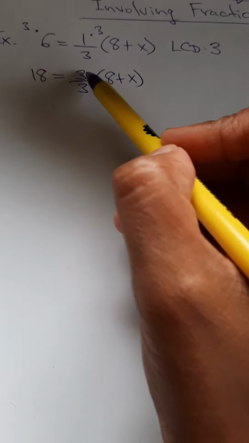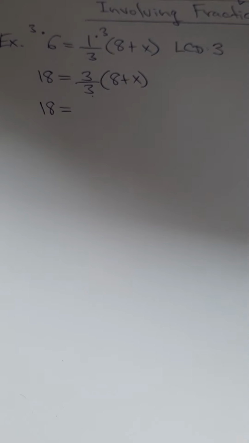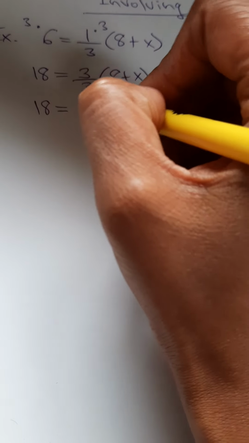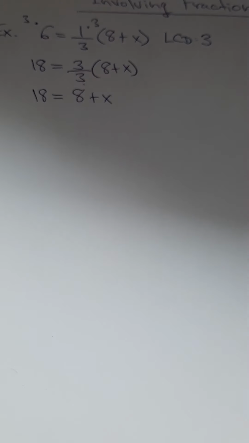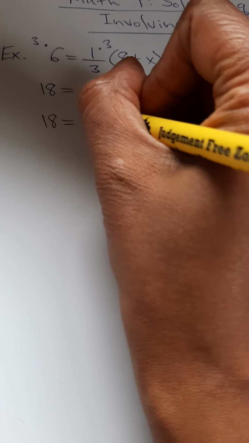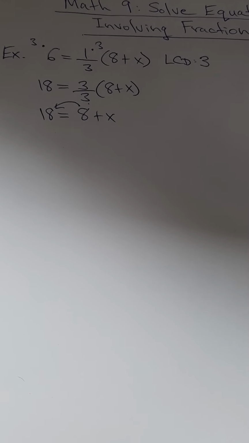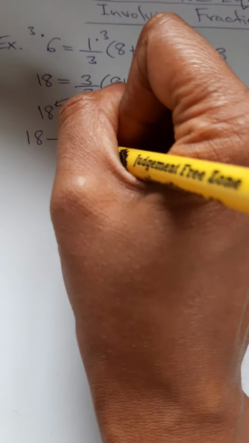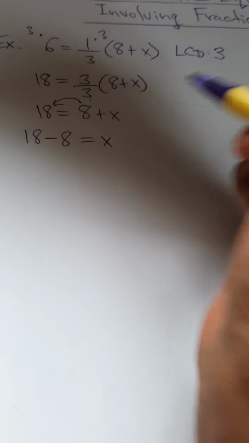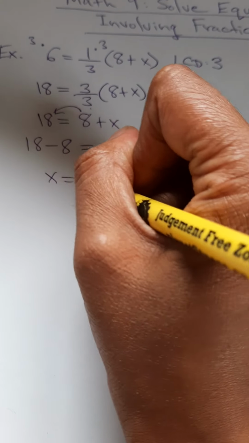Okay, 3 divided by 3 is just equal to 1. So it's going to be 18 equals, what I'm left with is 8 plus x. Okay, does everyone see that? And in the next step, what we're going to do is take the 8 to the other side. Remember, every time you go across the equal sign, you're changing the sign. So it's going to be 18 minus 8, which is equal to x. Okay, and then x is just equal to 10.